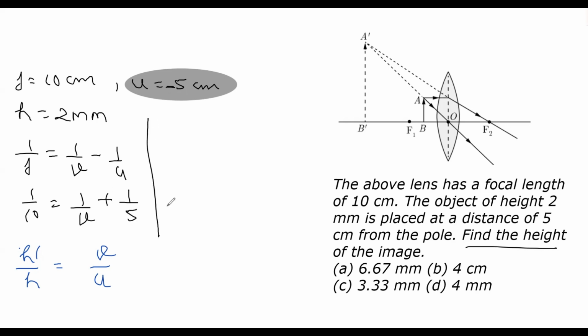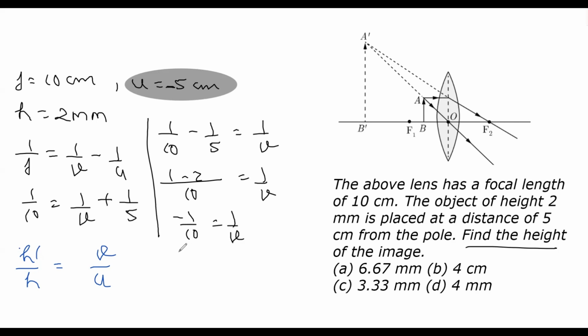Now check for the further working. I'm going to transpose this 1 over 5 to the left hand side. So it will come as minus 1 over 5 and is equal to 1 over v over here. Taking LCM, it's going to be 10. This is 1 times 2 times. So this is 1 over v. So it comes out to be minus 1 over 10 is equal to 1 over v. On transposing or by cross multiplication, we get v as what? It's minus 10 centimeter.